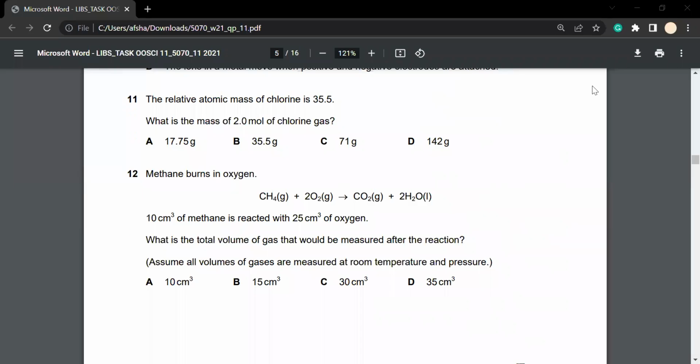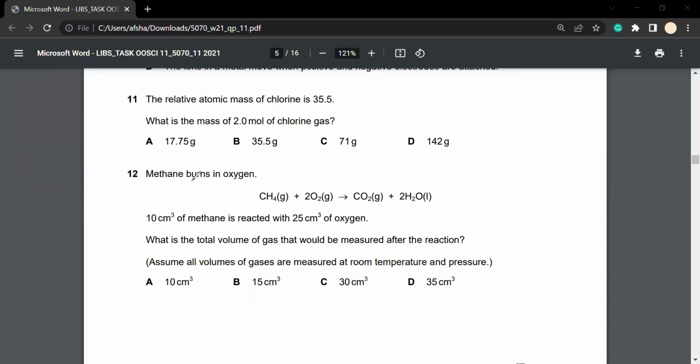Question 11. The relative atomic mass of chlorine is 35.5. What is the mass of 2 moles of chlorine gas? Chlorine gas is basically Cl2. So 1 mole of chlorine gas is going to be basically 35.5 into 2, which is actually 71 grams. So one mole is 71 grams. So 2 moles of chlorine gas is going to be 142 grams. That's answer D.